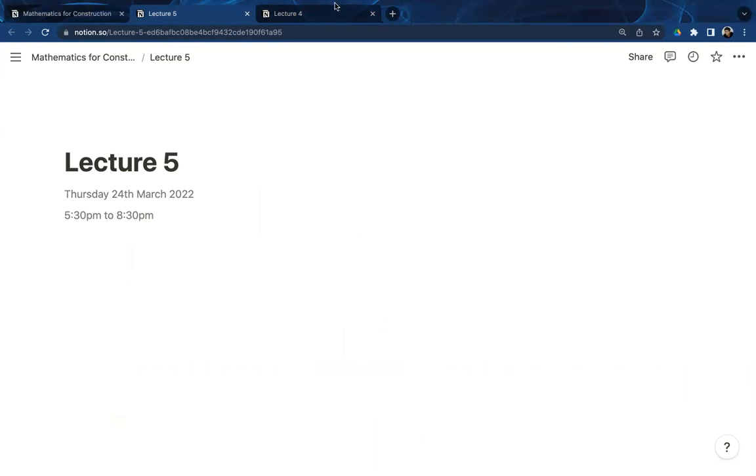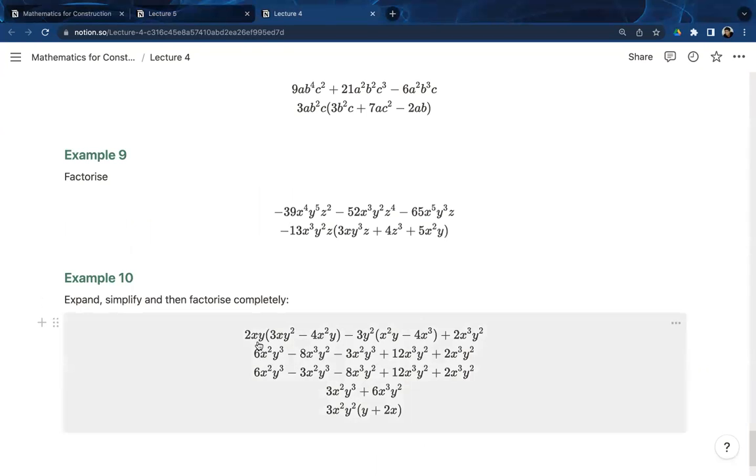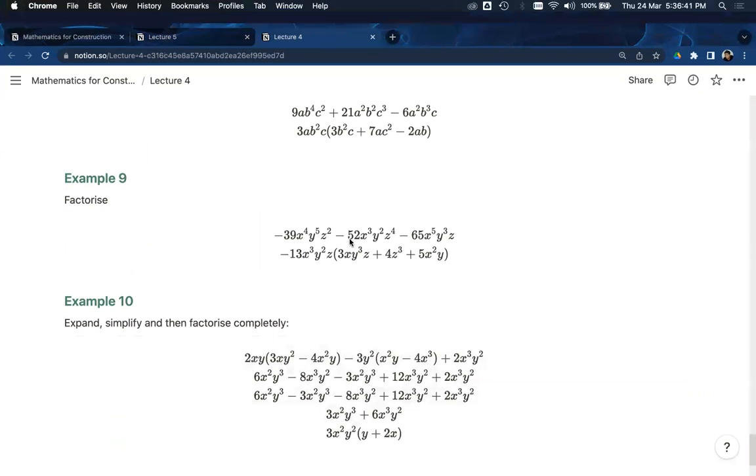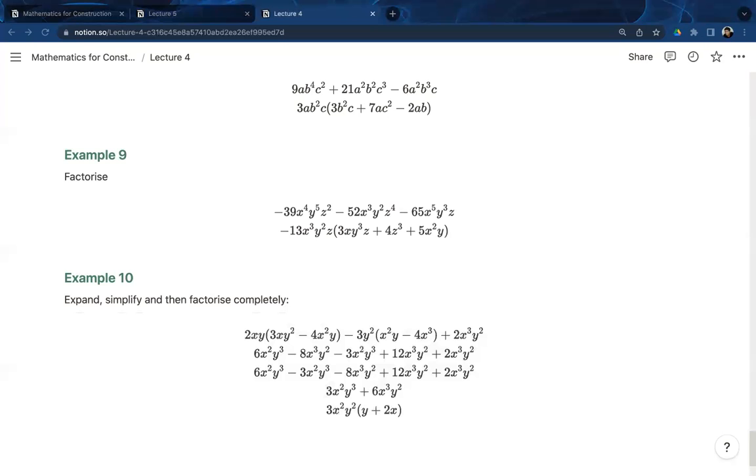The expansions that we did last week involve multiplying something by some term outside, like 2xy here, by things in brackets. We have several things in brackets. What we want to talk about today is what happens when you have several brackets and you need to multiply them? What do you do?